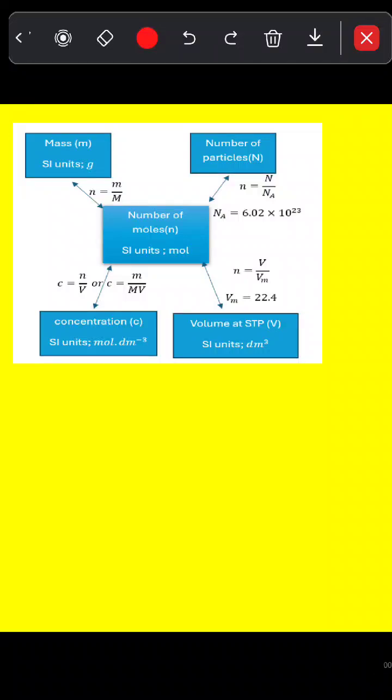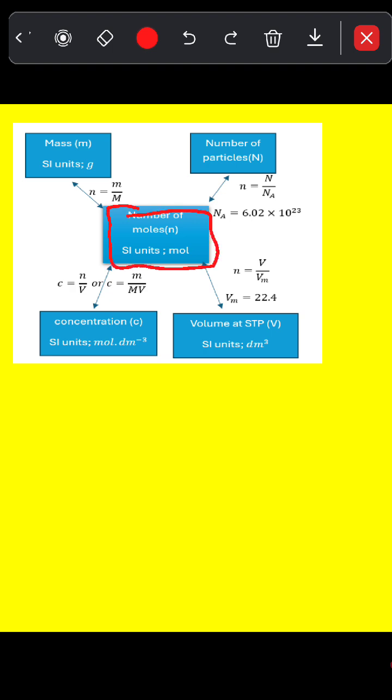Now let's look at stoichiometry, the quantitative aspect of chemistry. Let's go through it. So, in chemistry, everything is about the number of moles.